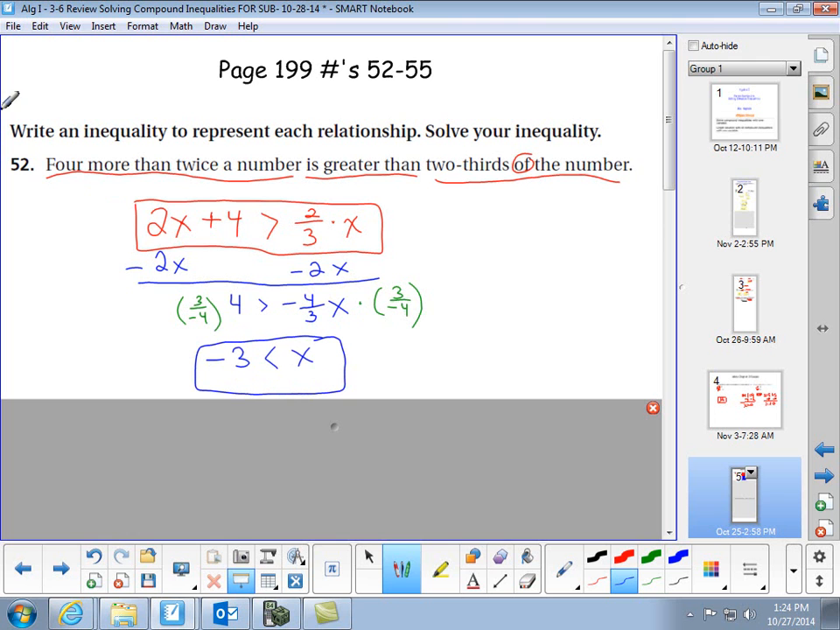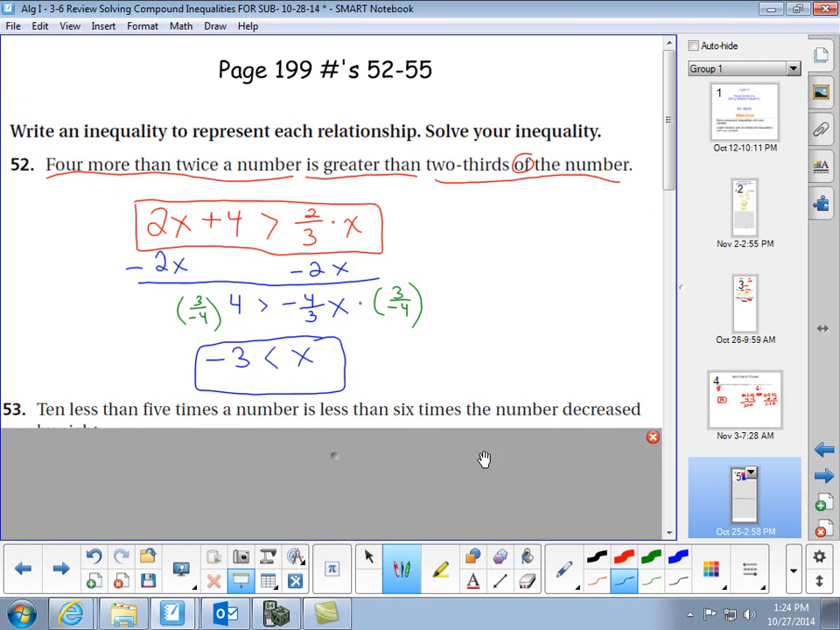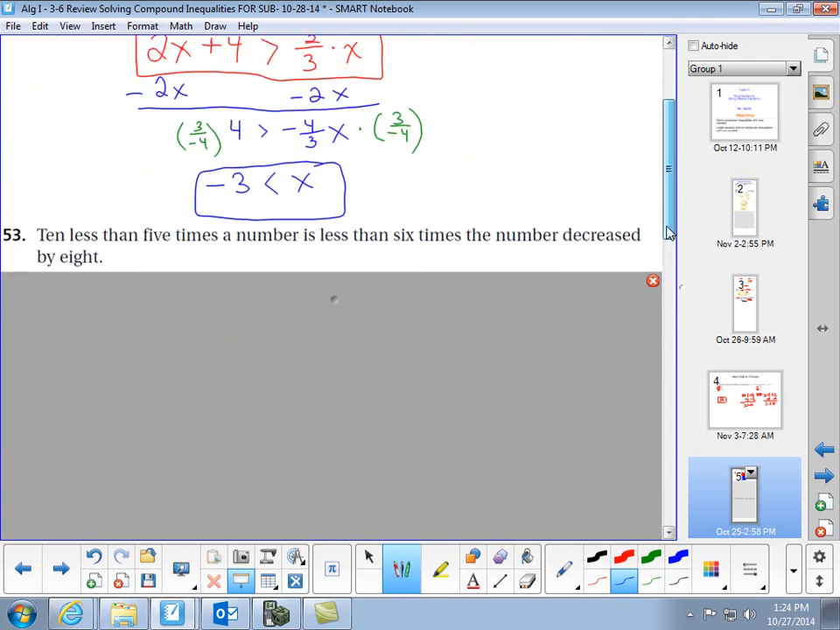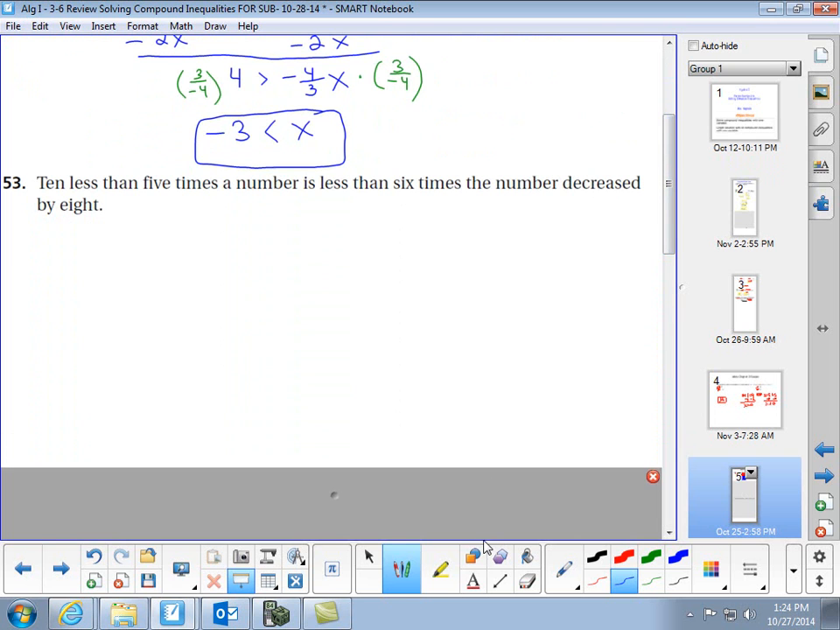I don't think it says to graph, does it? Nope, we're good. Okay, the next one, I'll give you a minute to work on that one, and then we'll go over it.